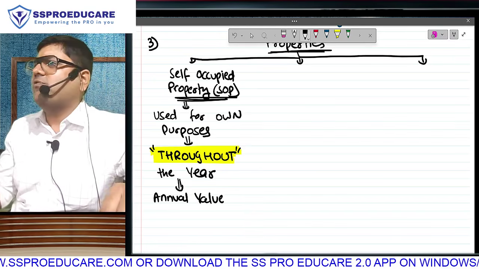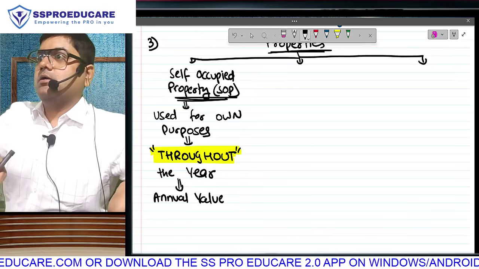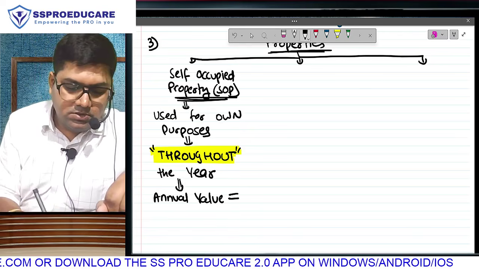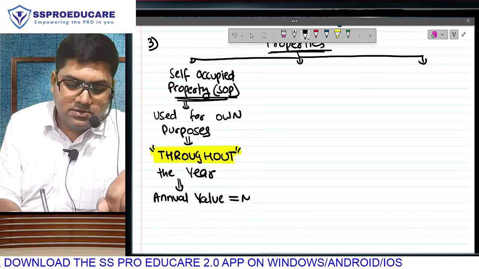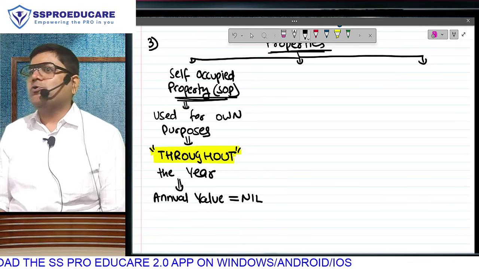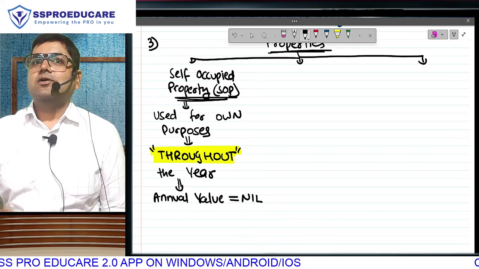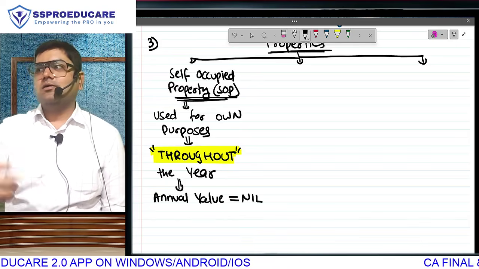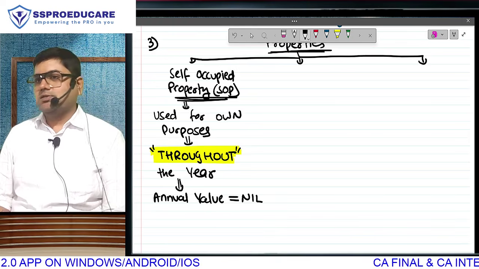What is the significance of annual value in this chapter? That is the taxable income. This amount equals taxable income, no? Intelligent people, guess. They cannot expect you to pay tax on the market rent of the property in which you are living. Your own house's market rent is taxable income? It will be nonsense. Are you following? So annual value is going to be zero.